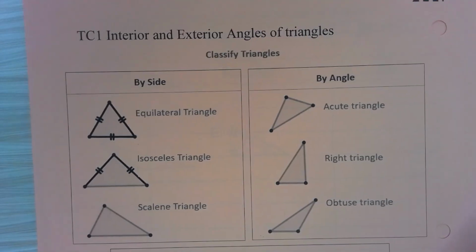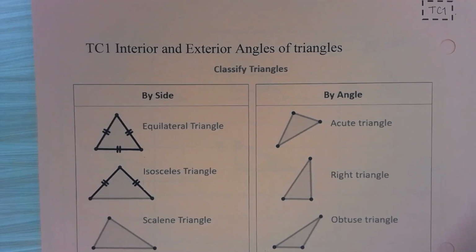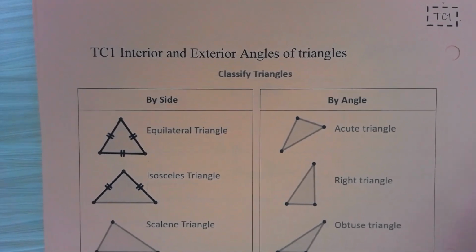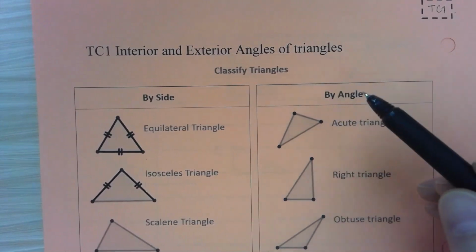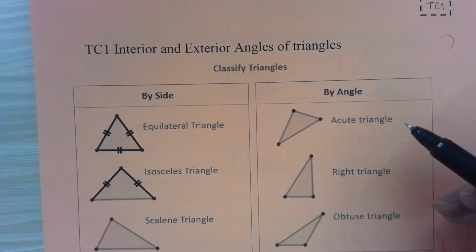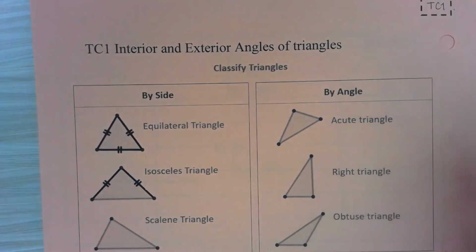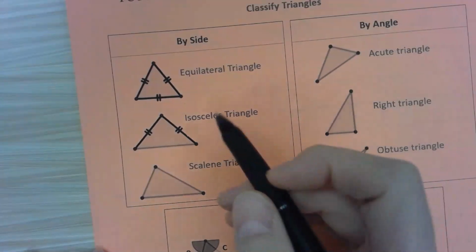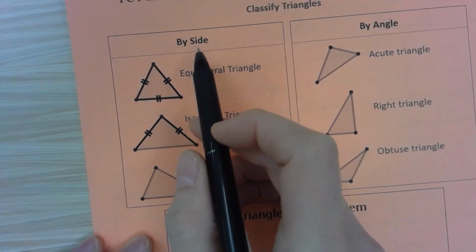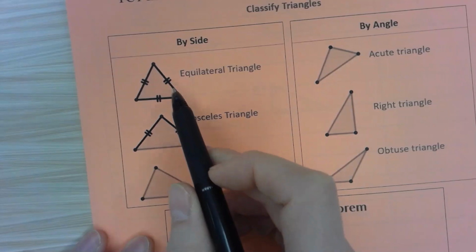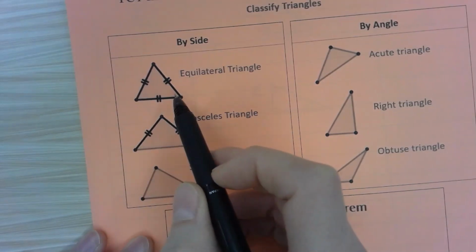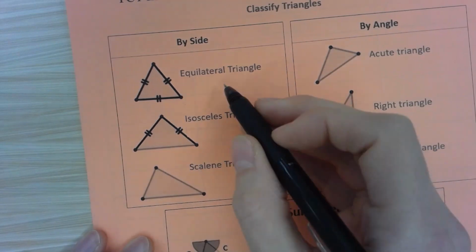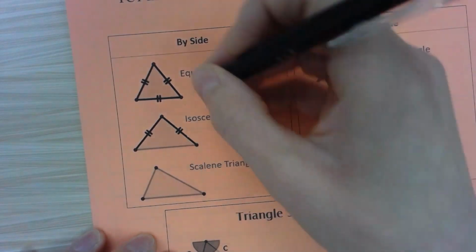Geometry. Welcome to our next unit on triangles. In this first section, TC1 will be about the angles on triangles and how we classify triangles by both sides and by angles. So first up, classifying triangles by sides, we can look at if they all have the same sides. If the sides are all of equal measure, they're all congruent, then we say that that's equilateral.